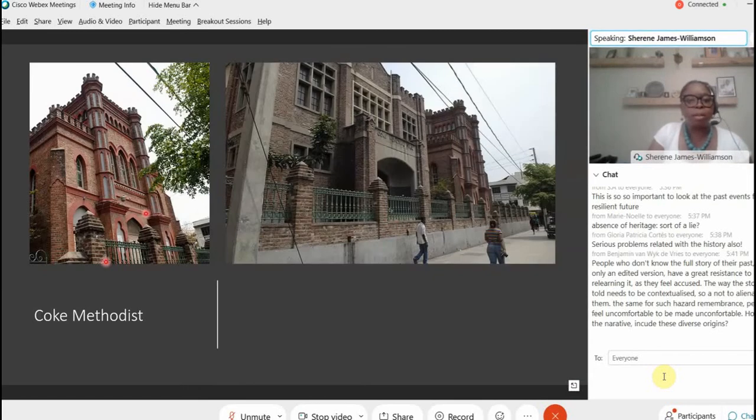This is the Coke, right? Notice it still has columns. It still has towers. They're not as tall. No embellishments in the corners. You know, they learned a thing or two.